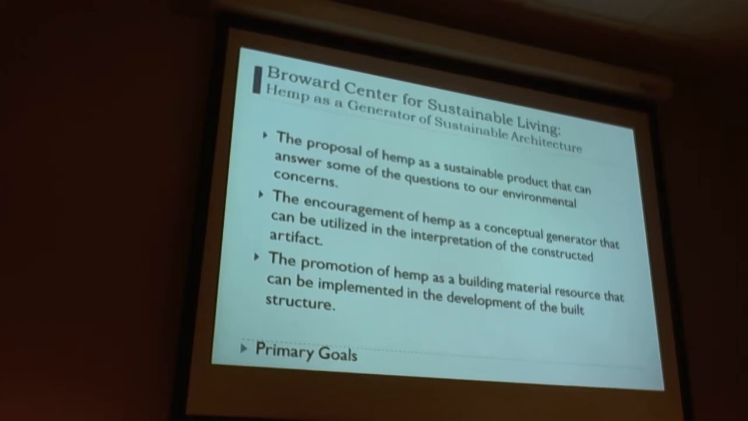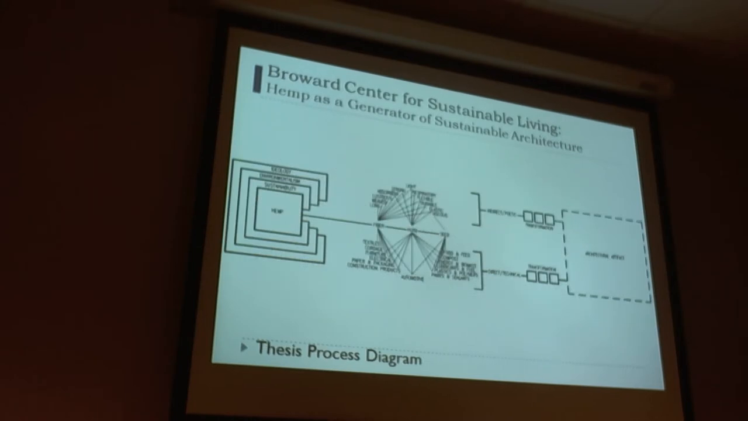There are three primary goals for the proposition of hemp: one is the proposal of hemp as a sustainable product, the carbon of hemp as a conceptual generator, and the promotion of hemp as its own material for the built structure. Because we're in an age of sustainability, I'm opting for hemp as one of the materials that we can use for product development. So this is my thesis process diagram.